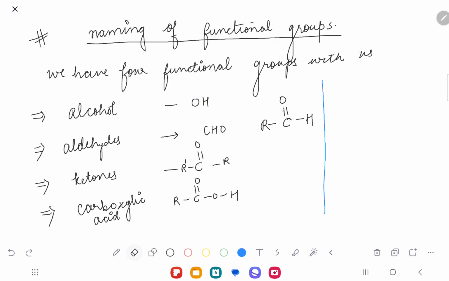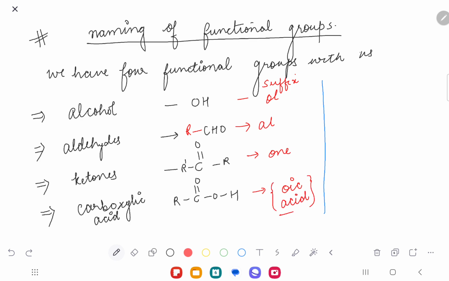So now every functional group has its own suffix. And when every functional group has its own suffix, what does that mean? You tell me. So the suffix of OH shall be ol. The suffix for aldehyde shall be al. The suffix for ketone shall be on. And the suffix for carboxylic acid shall be oic acid. You understand? Are you understanding my point? Understood or not?